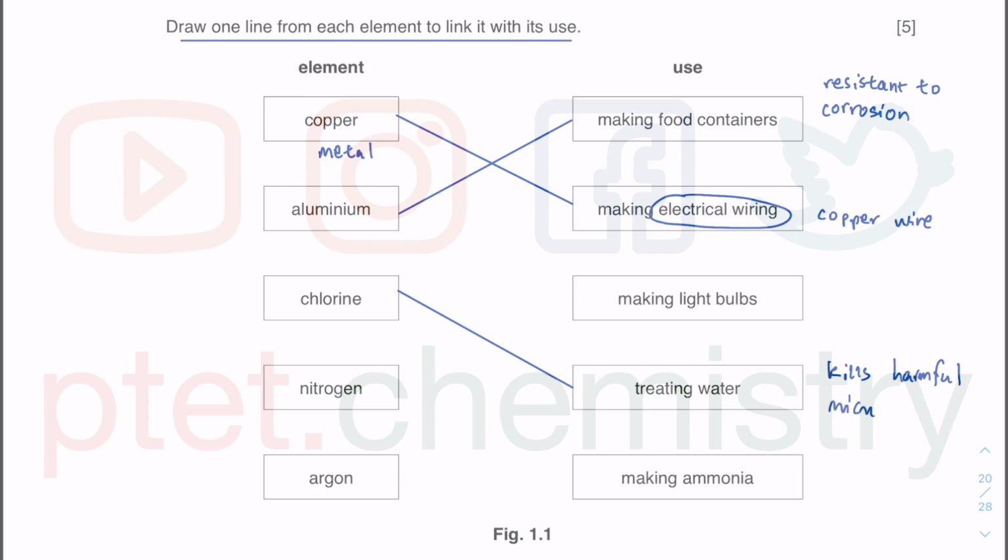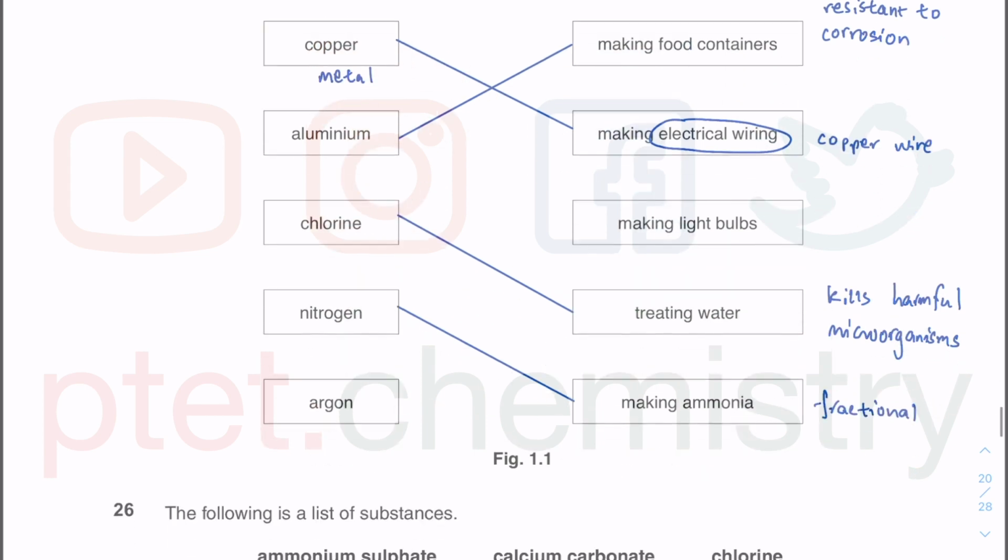In a structured paper, it's not all the time that you will get this kind of matching exercise. Sometimes they say state a reason why chlorine is used to treat water: because it can kill harmful microorganisms. Nitrogen, we get it from the air and we can use it to make ammonia. We use ammonia to make fertilizers, explosives and so on, but in the case of making ammonia, the Haber process, it uses the fractional distillation of air to obtain the nitrogen as an element. Last but not least, argon is used to make light bulbs.